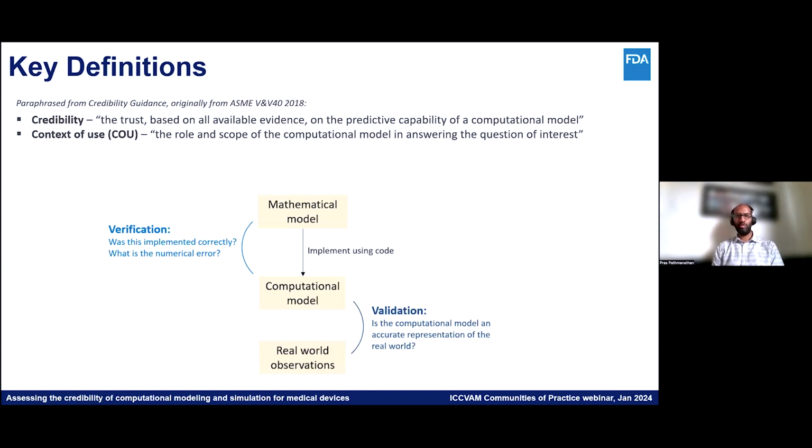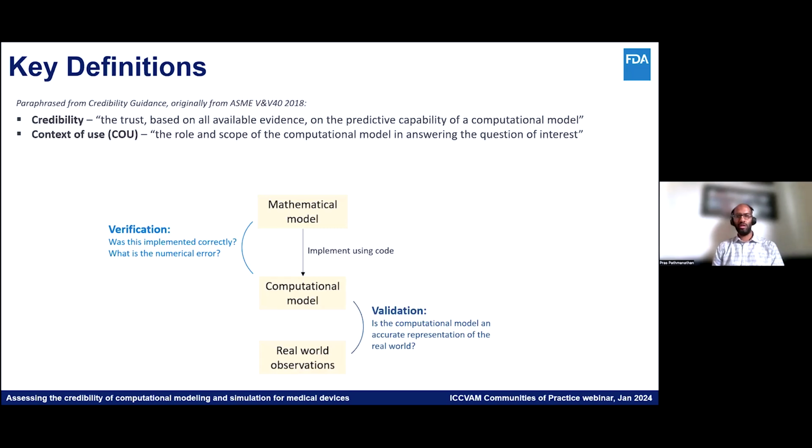So some key definitions before we talk about the guidance. Credibility, we define as the trust based on all available evidence on the predictive capability of a computational model. And we always assess credibility given the specific context of use. We've moved away from terminology such as this is a validated model, and people can just take the model off the shelf and claim it's validated and just use it for any new application. We want models to be evaluated for their context of use, which is the role and scope of computational modeling, answering a question of interest.